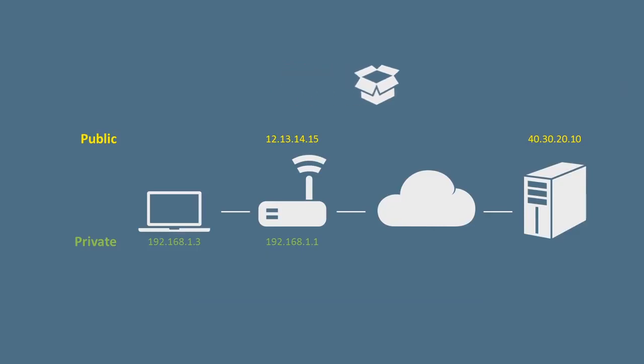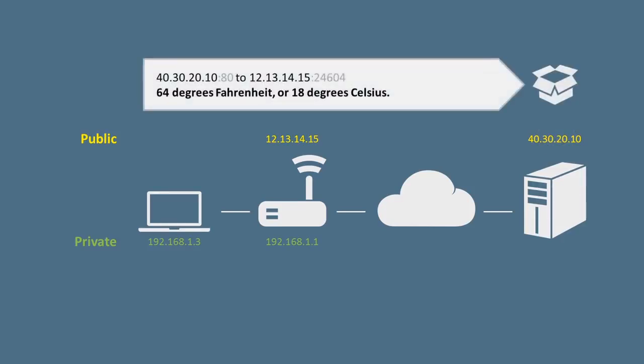Moving right along, the packet travels over the internet and arrives at the web server. The web server will now create a reply packet and will notice that the destination IP address is no longer private. No, instead, it's sent to the public IP address of our home router on that specific port.